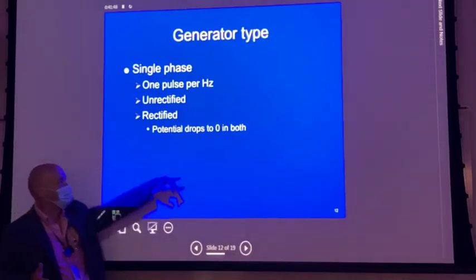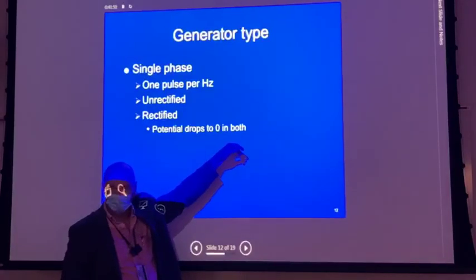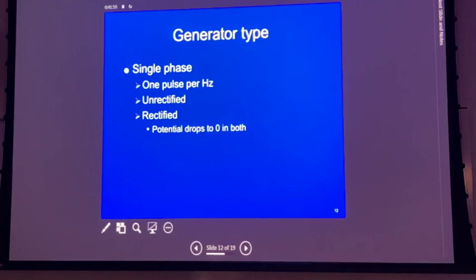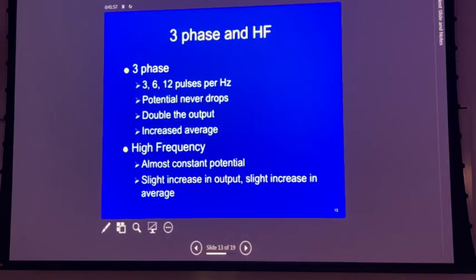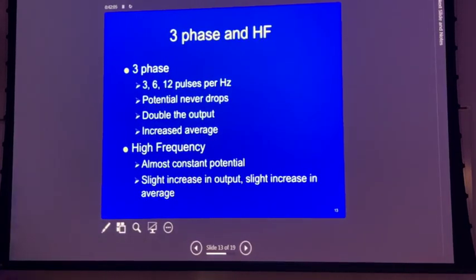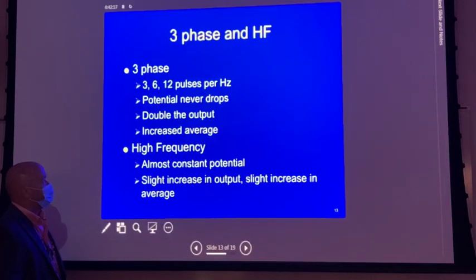The time that they spend at 0 volts and 0 potential is insignificant. There's not a whole lot of time there. So with three-phase, remember we've got three-phase 6 and 12 pulse are the most common. Yeah, you might run across three-phase 3 pulse, but that would be a three-phase unrectified unit. I don't know that has ever existed in X-ray. But the potential never drops to zero.